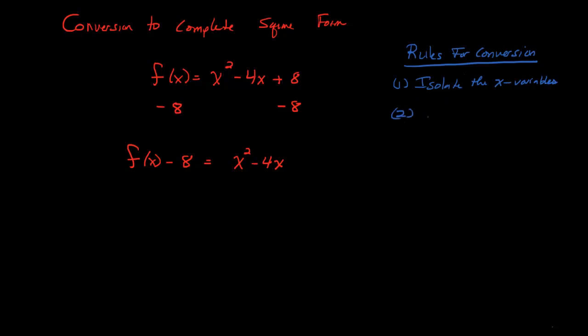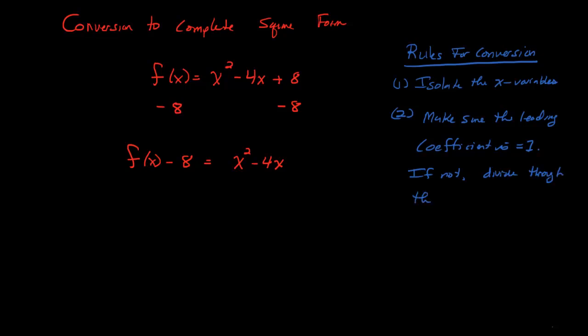I always like to say my next rule is to make sure the leading coefficient is equal to 1. If not, divide through by that value. Notice, in our circumstance, our leading coefficient is equal to 1, so we don't have to worry about anything. We can skip that step and go on to the next one.